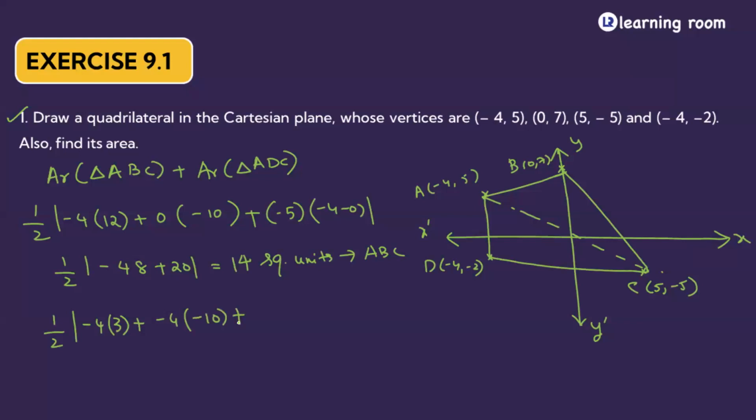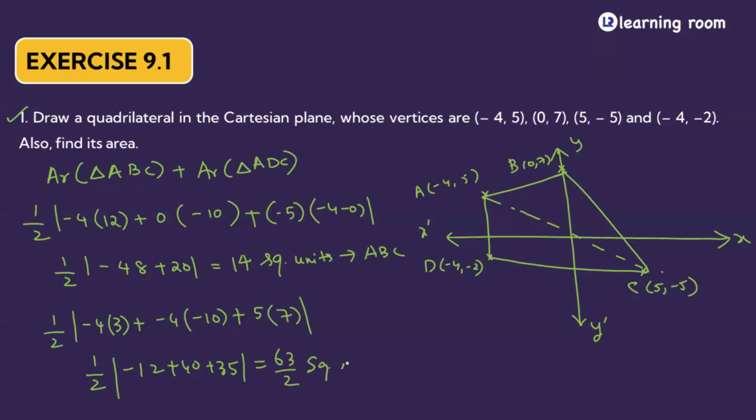Plus x3, 5 into 5 minus of -2. So it is 7. So half into modulus of -12 plus 40 plus 35. How much is it going to be? 75 minus 12 is? So 63 by 2. So it is 63 by 2 square units.